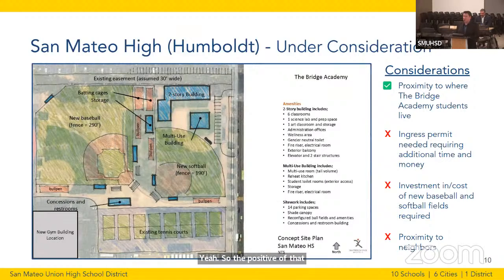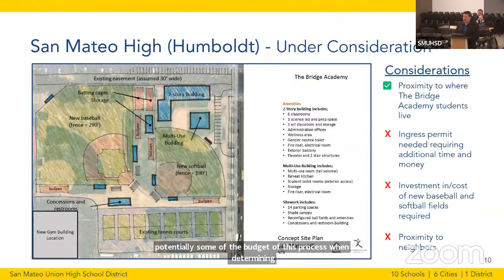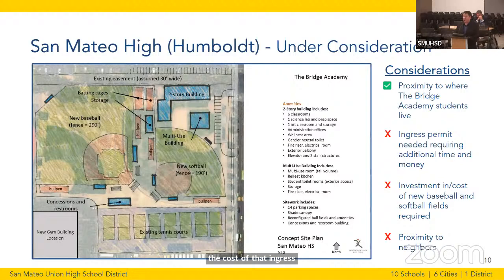Yeah. So the positive of that is the proximity. You also have space between the Bridge Academy and San Mateo High School and the adult school. The big negative is that we likely would need an ingress permit from the city of San Mateo. That would mean they would control the timing and potentially some of the budget of this process when determining the cost of that ingress permit. The other negatives involve the investment in the cost of the new baseball fields and softball fields. That's likely $15+ million in addition to the cost of the Bridge Academy new construction.